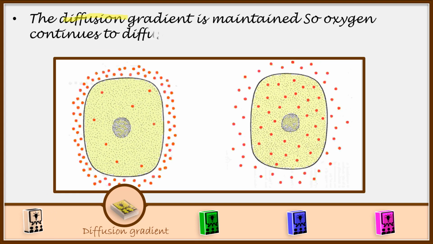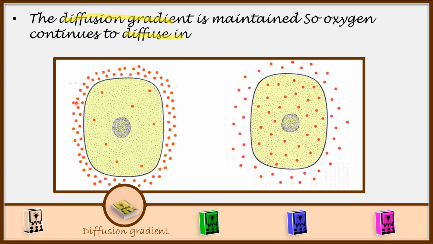The diffusion gradient is maintained, and so oxygen continues to diffuse in. Oxygen is always entering the cell, and inside we are carrying out the process of respiration, which is producing carbon dioxide and using oxygen, so there will always be a diffusion gradient. It will always be like this.